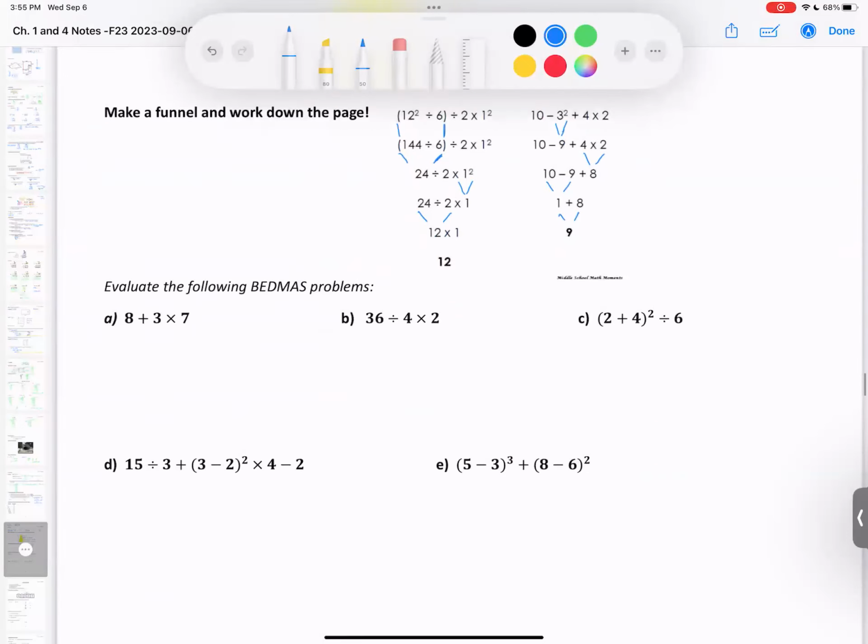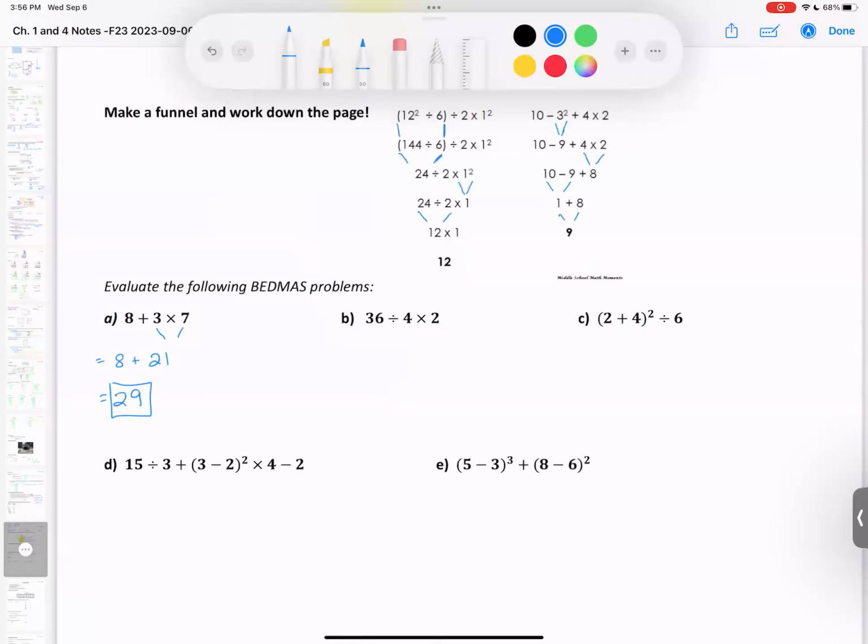So let's try some of these. Okay, so first one here. So we have no brackets and no exponents to deal with. So now we're down to division and multiplication. We have a multiplication here. So that's the first thing we're going to want to do. So we'll get 21 there. And now we can add those two together to get 29. Go ahead and pause this video and try that next question.